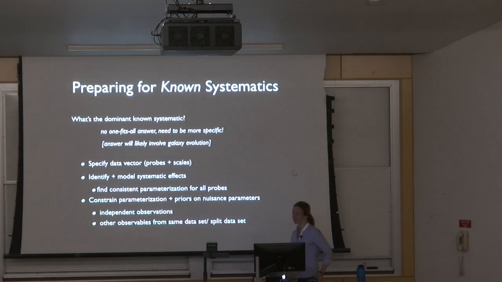Let me just skip this. So we want to prepare for known systematics in order to get the best possible answer from our survey at finite cost. And for that, we might ask, what's the dominant known systematic? Well, unfortunately, there's no one-fits-all answer. We need to be more specific. That is, we go back to specifying in detail what our data vector is and our parameters of interest. Then we write our big laundry list and figure out which of those parameters actually matter.